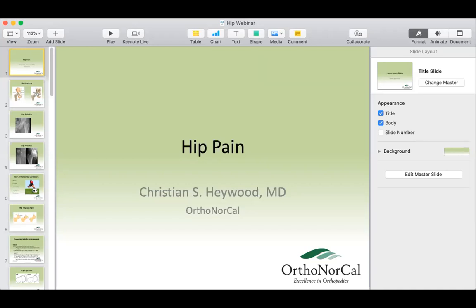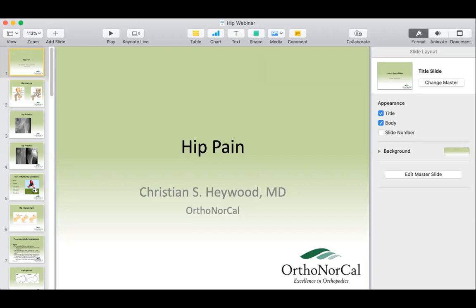Hip arthroscopy, specifically as a sports-related injury, is somewhat new in comparison to other joints in the body, specifically the knee and the shoulder, which have received a lot of attention over years as being joints related to sports-related injuries, and hip is a little bit newer. So I'm going to talk about some of those concepts that have come about in the last decade or so.